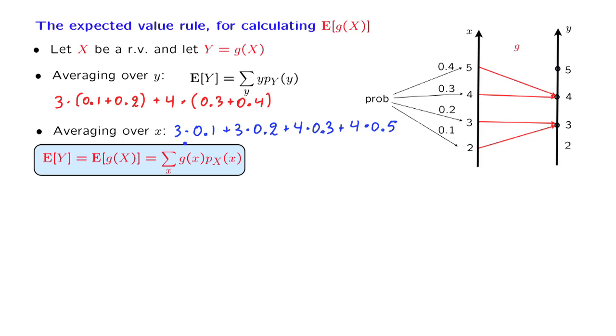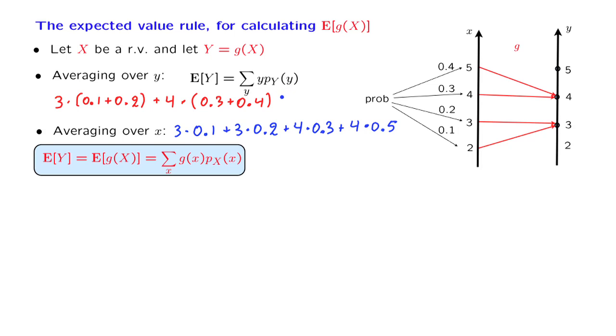So, for instance, a typical term here would be when x is equal to 2, g of x would be equal to 3, and the corresponding probability, that's the probability of a 2, would be 0.1. The advantage of using the expected value rule instead of the definition of the expectation is that the expected value rule only involves the PMF of the original random variable, so we do not need to do any additional work to find the PMF of the new random variable.